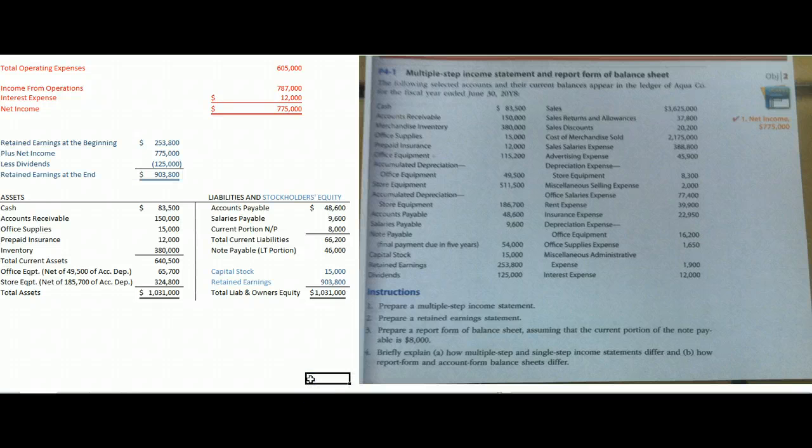So hopefully problem 4-1 is a great reminder that an income statement covers a period of time. Retained earnings at the beginning plus net income minus dividends gives us retained earnings at the end. And the balance sheet has what we own on the left-hand side, what we owe on the right-hand side, and the difference between what we own and what we owe is our equity, and that's in the lower right-hand portion of the balance sheet.